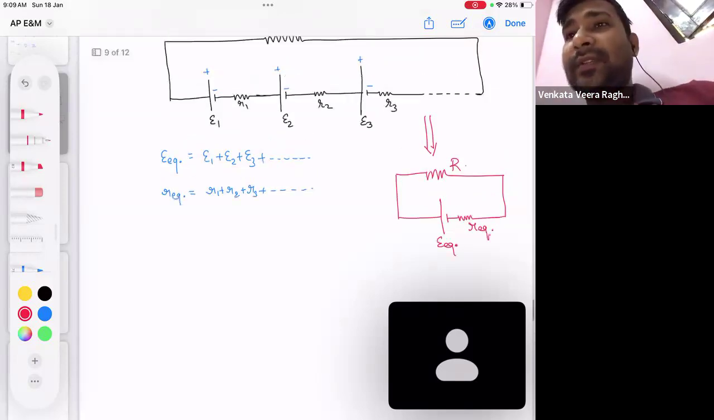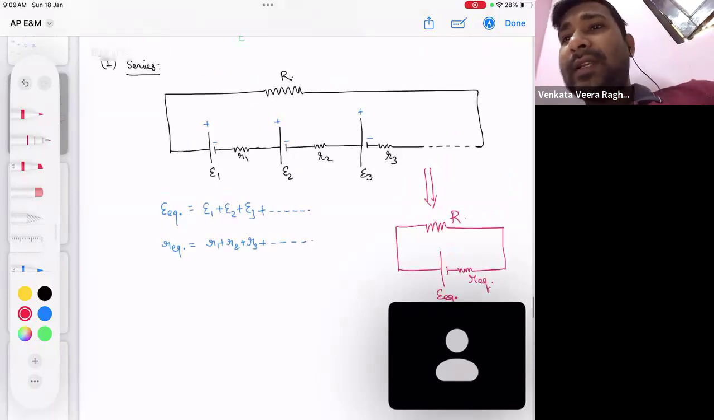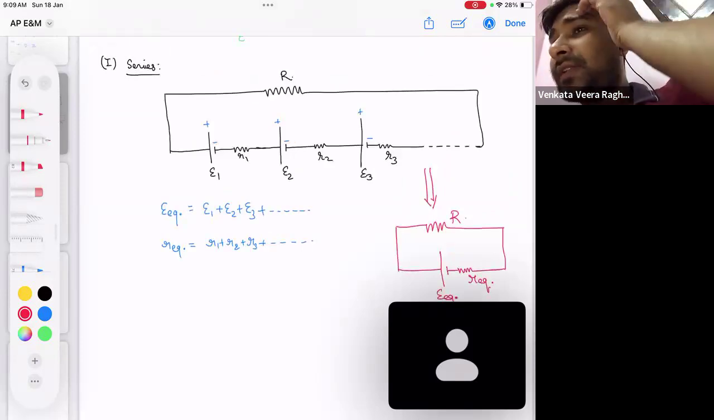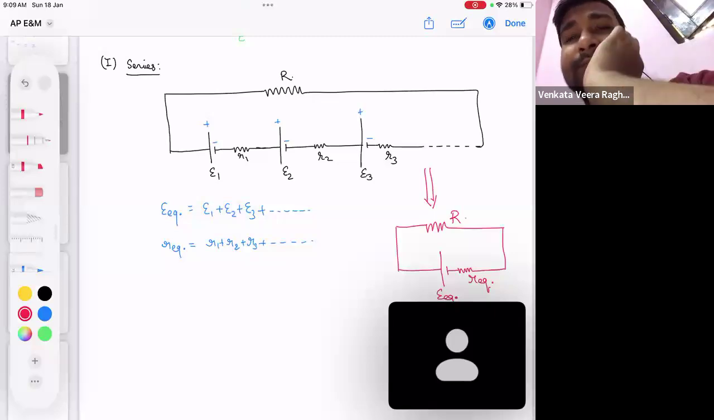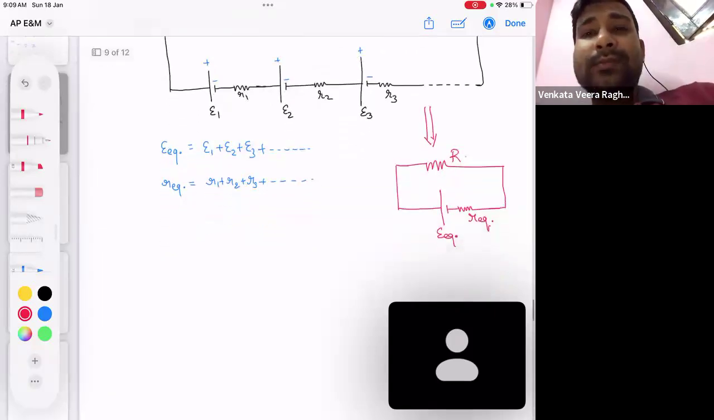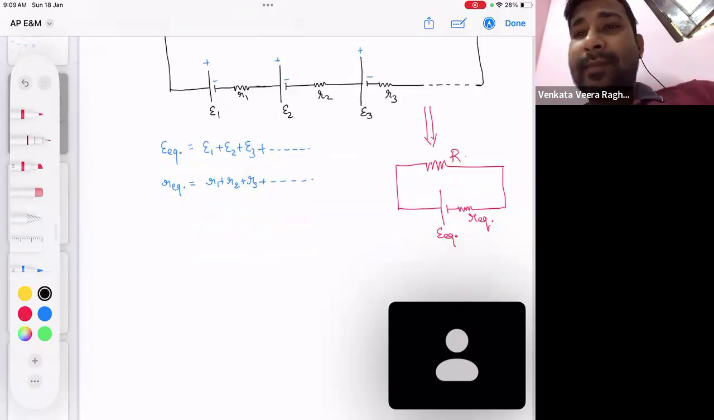So please tell me, series combination, is it clear? And you see that the same current is flowing through all the cells. That's why they are connected in what? The series. Understood? Please tell me, is this one clear?